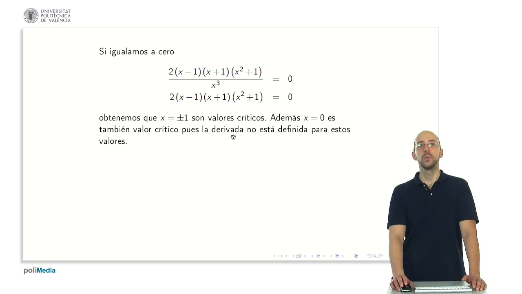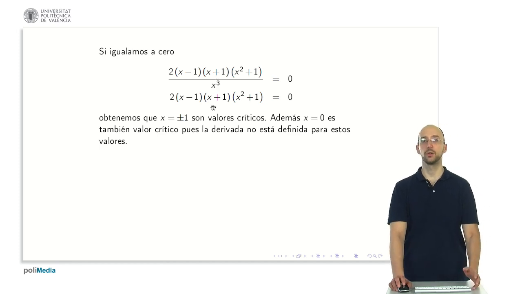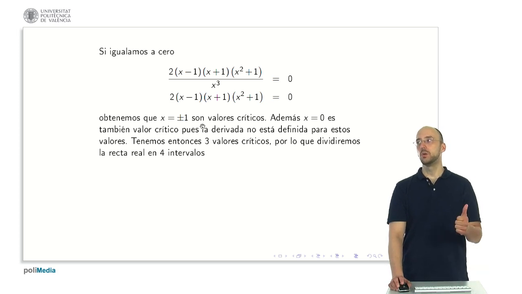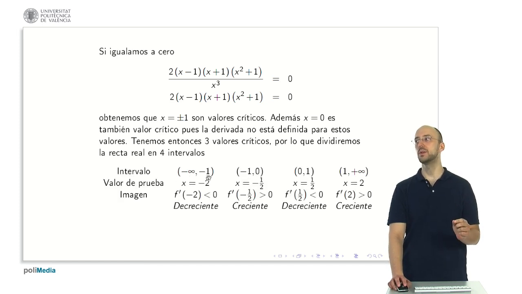Furthermore, 0 is another critical value because the derivative is undefined at that point. If you recall, the derivative was as follows, and I have it here. When x equals 0, the quotient would involve division by 0, making 0 a critical value as well. We have found 3 critical values: 1, minus 1, and 0. What does this imply? It means we divide the real number line into 4 intervals. These intervals are as follows: from minus infinity to minus 1, from minus 1 to 0, from 0 to 1, and from 1 to plus infinity, with the exception of minus 1, 0, and 1.